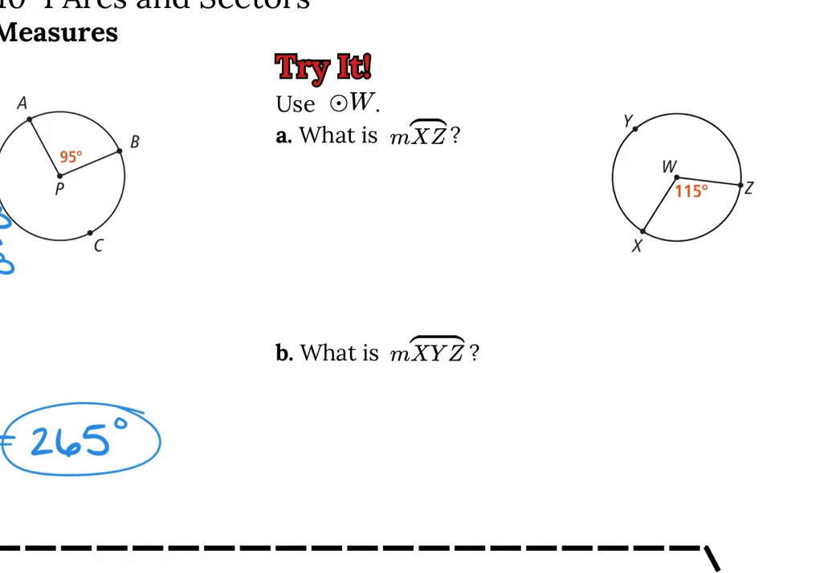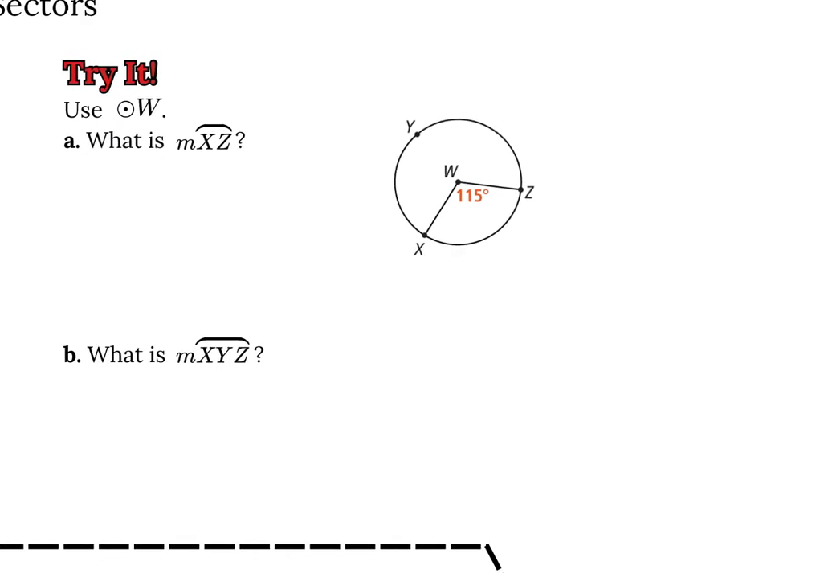Okay, let's look at the try-it. All right, so we have circle W. We want to find the measure of arc XZ. So we are looking for this arc right here. Well, its central angle is 115, and the corresponding arc then also has to measure 115.